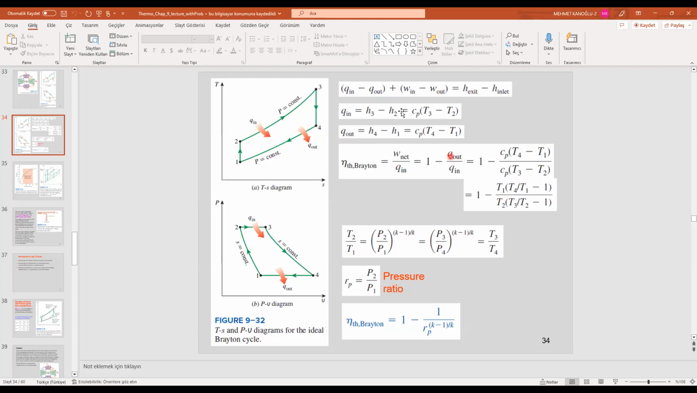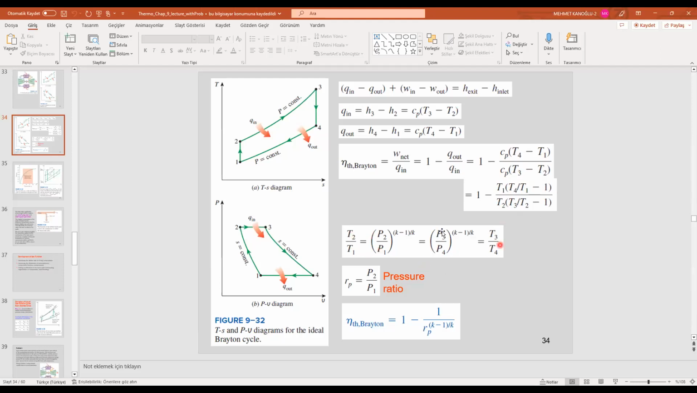So, in the previous page, Q in is h3 minus h2. Using constant specific heat, it is Cp delta T. Q out, h4 minus h1. Using constant specific heat, it is Cp delta T. The thermal efficiency of this Brayton cycle is net work over Q in. Net work is equal to Q in minus Q out. As a result, 1 minus Q out over Q in. With some manipulations, the Cps cancel out, of course, and we write this division using these terms.